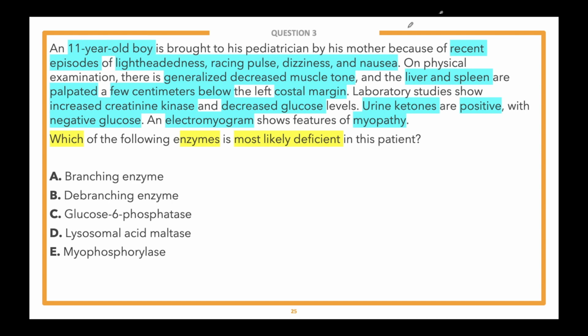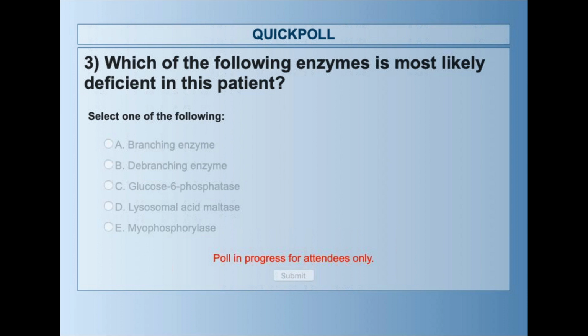Once again, we have 5 answer choices, and we are going to start at the bottom and work our way up to the top. Answer choice E, myophosphorylase. D, lysosomal acid maltase. C, glucose 6-phosphatase. B, debranching enzyme. And A, branching enzyme. So we're going to go ahead and open up that poll. Go ahead and select the one you think is most likely deficient in this patient, and we'll talk about it in just a few seconds.